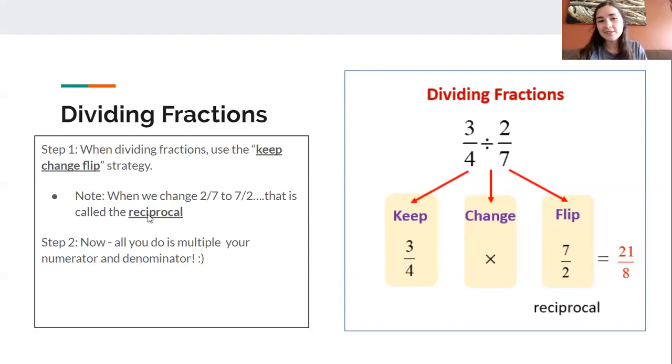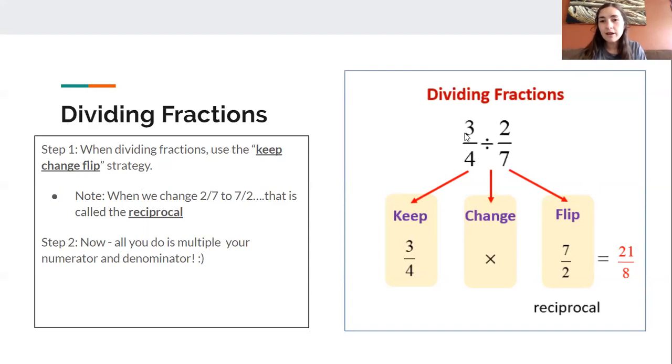Just a note here, when we change 2/7 to 7/2, so when we flip it, that's called the reciprocal. That's like the fancy math word that I think you've learned before, but we just want to connect that to you here. And then once we do the flip, we can just multiply across, okay?